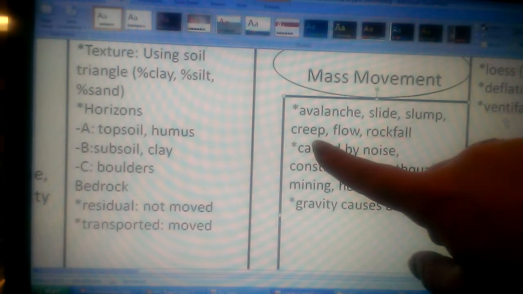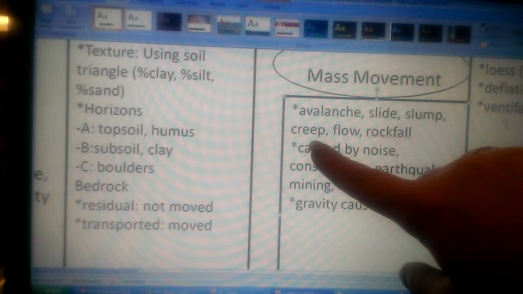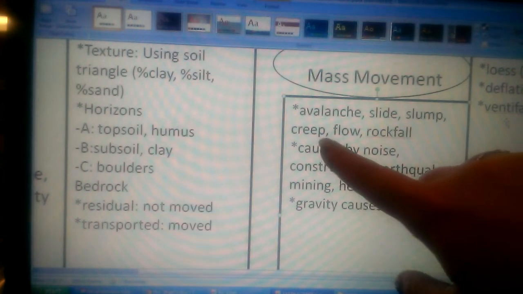And evidence of creep is generally things like tilted fences or tilted buildings. It could be cracks in the road. It could break your pipes underneath your house if your house was part of the creeping situation. But it's definitely going to be movement of materials.